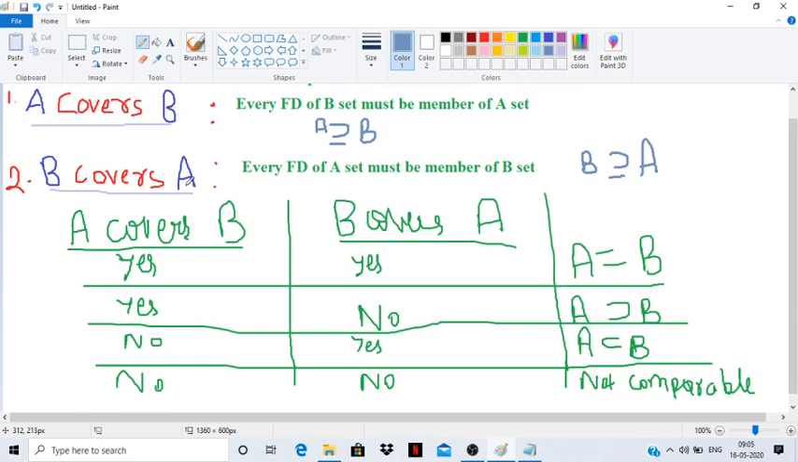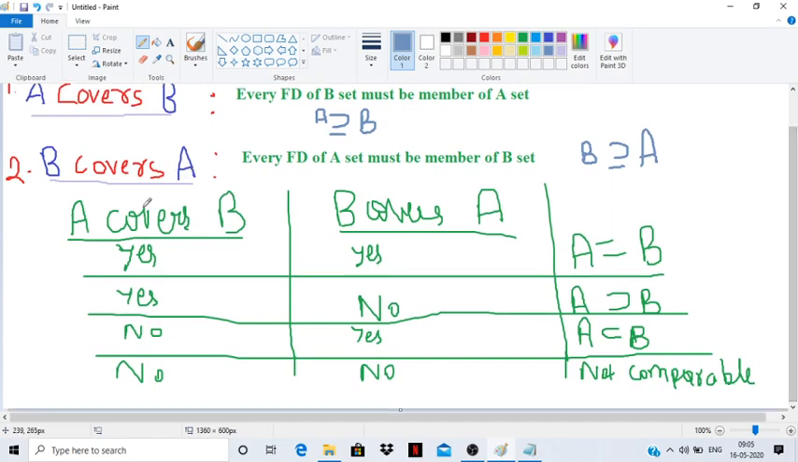After finding A covers B and B covers A, we will come to this table and see according to it whether A and B are equal or not. First condition: if A covers B is true and B covers A is true, this means A is equal to B. Actually, A covers B means all the items present in B are also present in A, and B covers A means whatever items are present in A are also present in B. When both hold, A is equal to B.